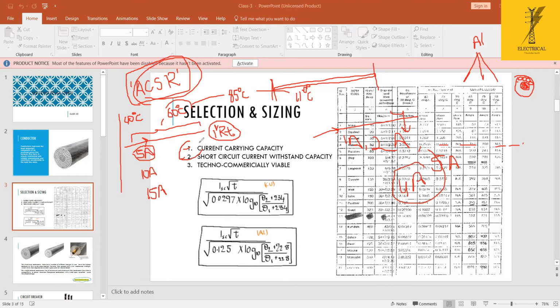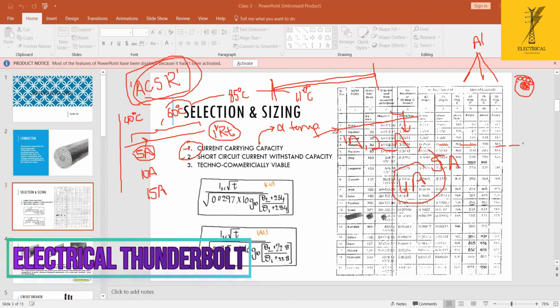So if I am just focusing on the first 2 statements, the current carrying capacity of the conductor is directly proportional to the temperature withstand capacity of the conductor. So if you select a material, if you are designing the conductor with a high temperature capability, that can withstand high temperatures, so you can send much more power in that conductor. That is the concept of HTLS, high temperature low sag conductors.